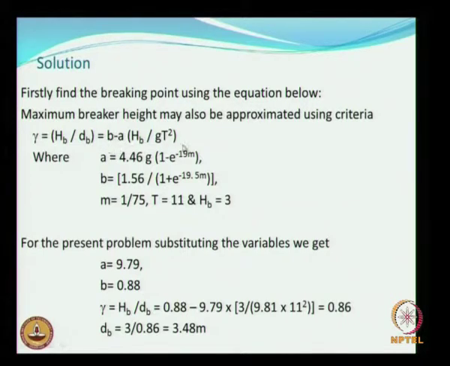Since the beach slope is given to you, hence you use this method. The beach slope is 1/75, the wave period is given, and the breaking wave height is given. So you use this to get the constants A and B, as we have got 9.79 and 0.8 for A and B respectively, and then gamma can be obtained as per this formula given here, and that is going to be approximately 0.86.